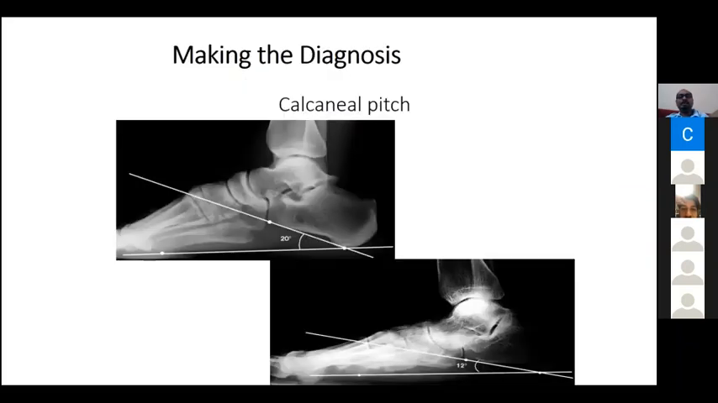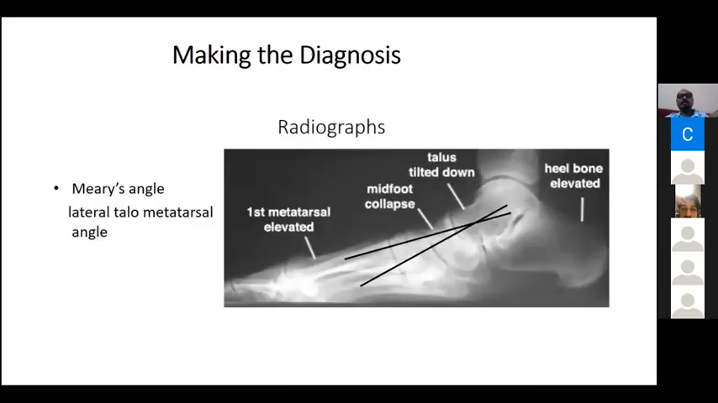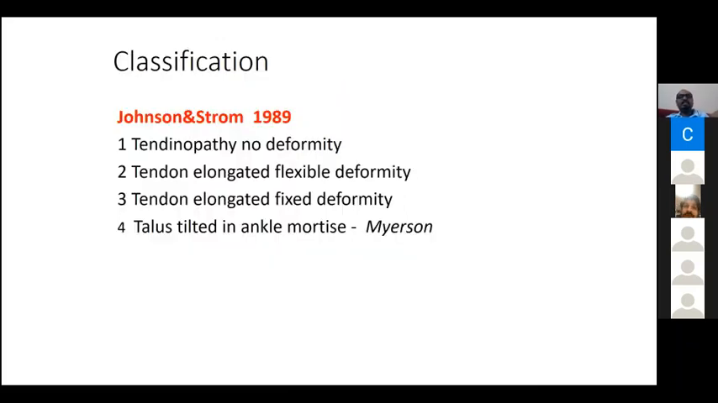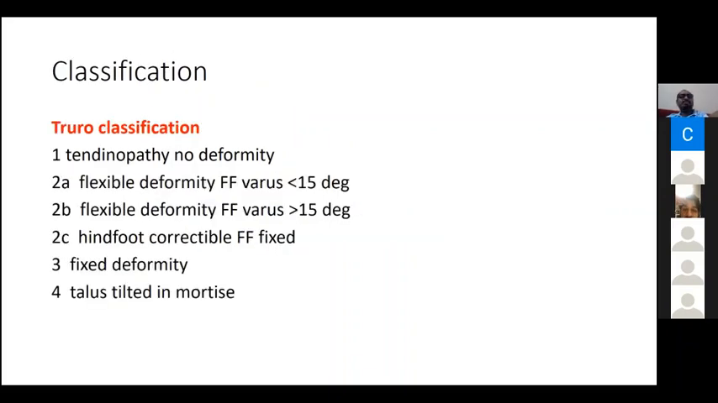I'm not going to go in detail. The calcaneal pitch, the Meary's angle. These are the two things you should learn, the Meary's angle and the calcaneal pitch, for most of the foot problems. So this is the classification. This was the older classification, Johnson and Strom, and this is the Truro classification, which is the newer classification. So one is tendinopathy, 2 is flexible deformity, 2B is forefoot varus, flexible deformity, but the forefoot varus is more than 15 degrees, and 2C is a little bit fixed, 3 is fixed deformity, and 4 is including the ankle joint.